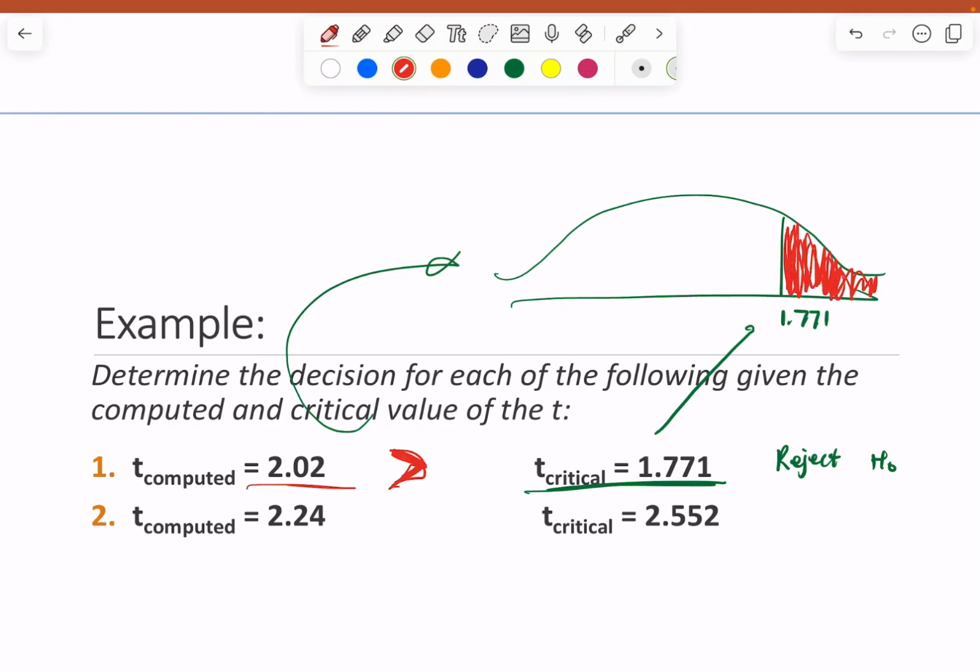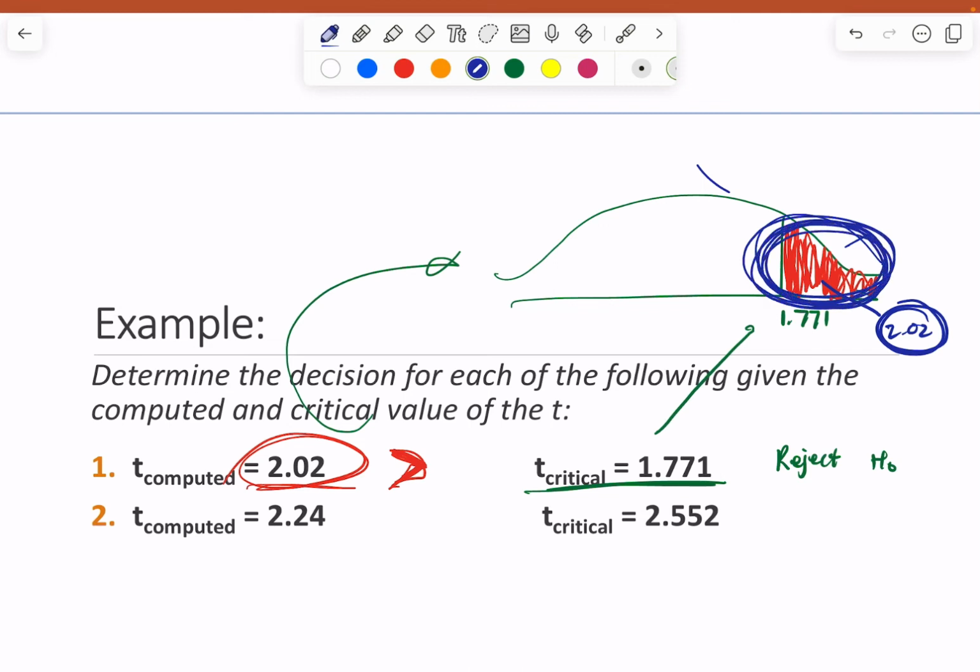Now, asa man nato ibutang si t computed nga 2.02? Asa man na siya natunong? Is it here sa left side of the 1.771 or diri sa right side? So naa siya somewhere here, si 2.02 or our t computed. So it is included in our rejection region. Napaila siya sa rejection region. Now, kay napaila man siya sa rejection region, unsa man dayon ang mahitabo? Okay, so that is right. We have to reject our null hypothesis.